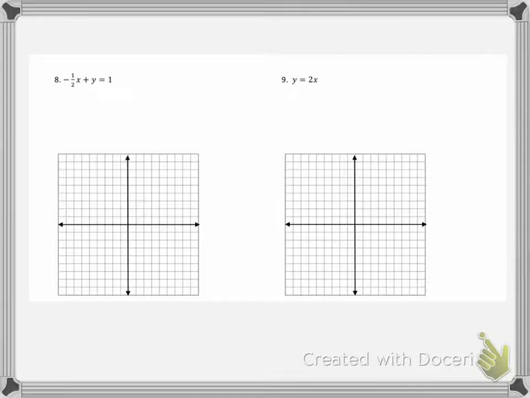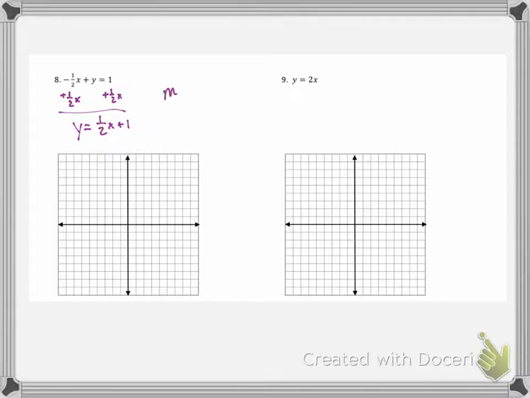Now, when you look at a couple of examples here where they're not in your typical formatting, like number 8, we see it's not in slope-intercept form. It's currently in standard form where x and y are on the same side. So before I try to graph it, I'm going to add the x term, move it to the other side. So I'll get y equals positive 1/2 x plus 1.